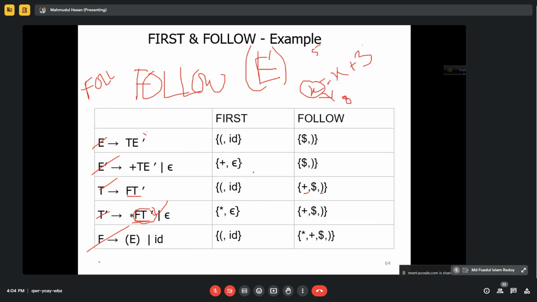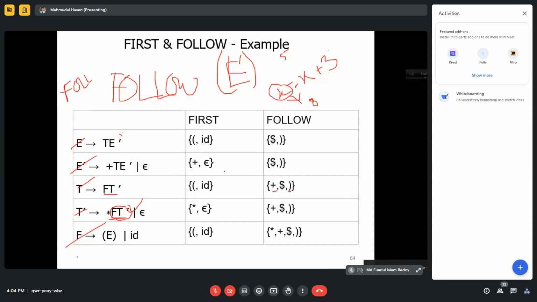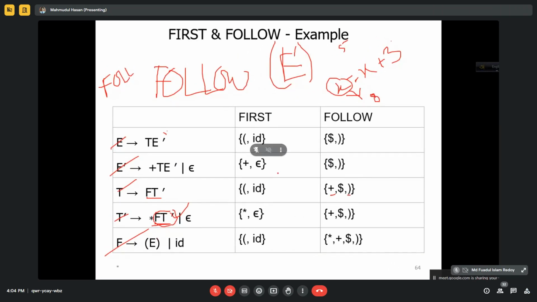You need to think what the start symbol is. We know that for a context free grammar there is a start symbol, and the start symbol is always a non-terminal. So you need to find out the follow of that non-terminal. At the time of finding the follow of the start symbol, by default you need to put the dollar sign. This is mandatory, you must put it. Other values may change, but this one is always the same for the start symbol.